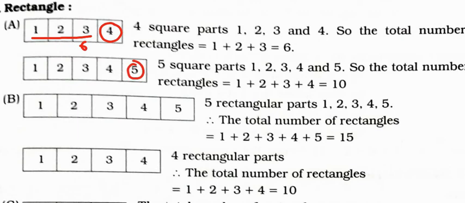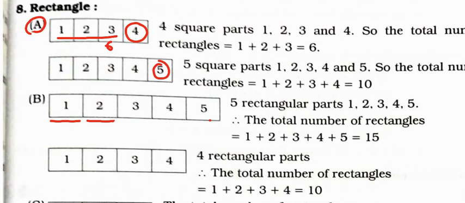Now see here 1, 2, 3, 4, 5. Okay, 5 rectangular parts. Now the total number of rectangles. If square parts are there in this figure, in this A figure, these are all squares. Whenever squares are there and we ask the number of rectangles, then remove the last number. Okay, and whenever rectangular parts are there, see these are not square, these are rectangles. Whenever rectangular parts are there, then simply add all the parts, that is 1 plus 2 plus 3 plus 4 plus 5. Okay, and that is 15.